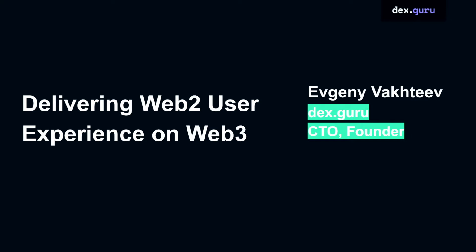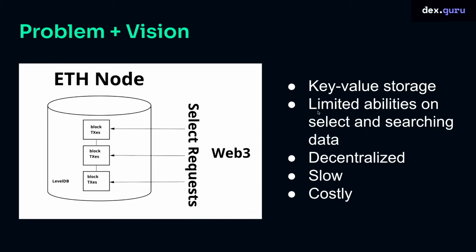And obviously, it's impossible to do it solely on Web3 because, as everyone knows, the node itself, under the hood, is a key-value storage, and you're very limited in what you can do with it, how you can access the data, how you can select and search the data. Of course, it's decentralized, but it's slow to write and slow to read. It's very costly to do both things.